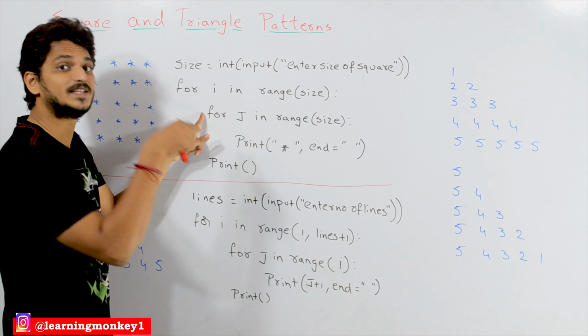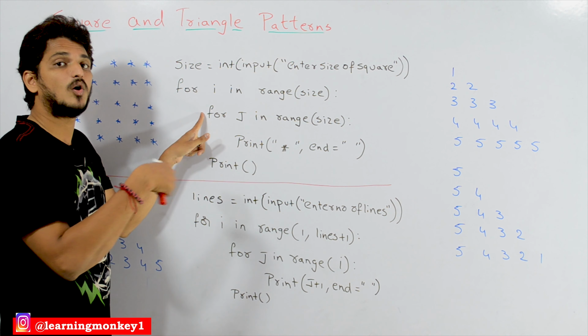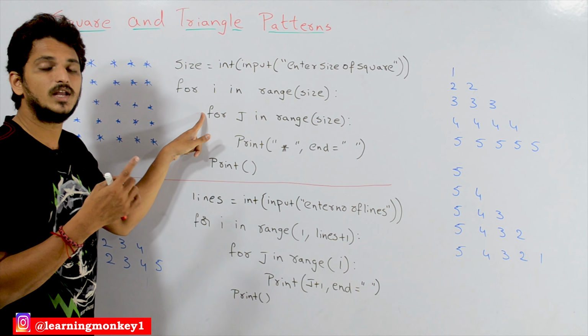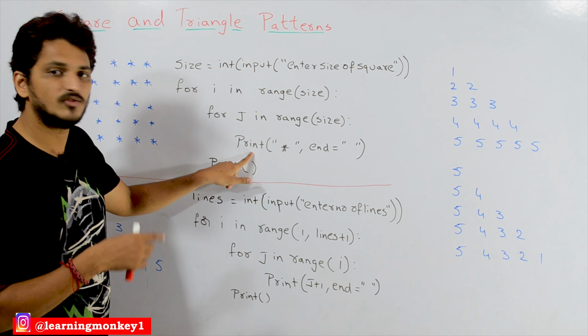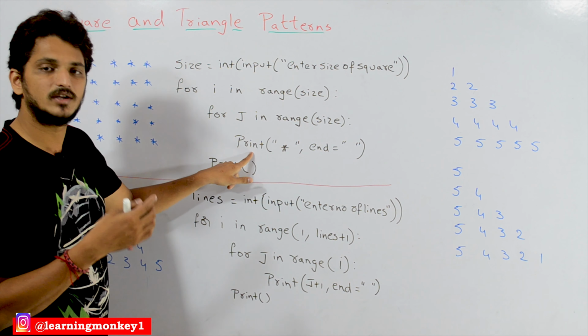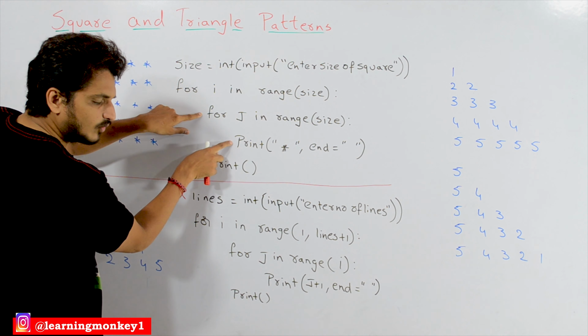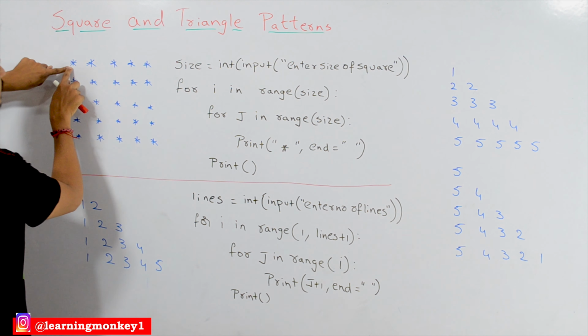That should be in the same line. In order to display it in the same line, we have to write end is equal to space. Then only it will display in the same line. Otherwise the print function will take you to the new line. So once this loop has been executed, what happens? We will get one line of stars.